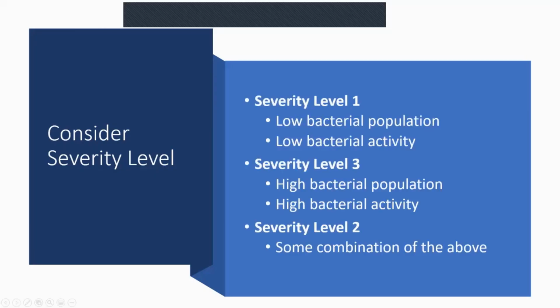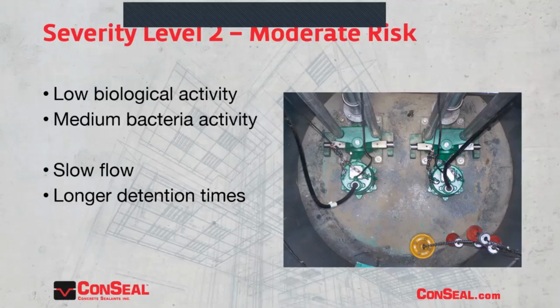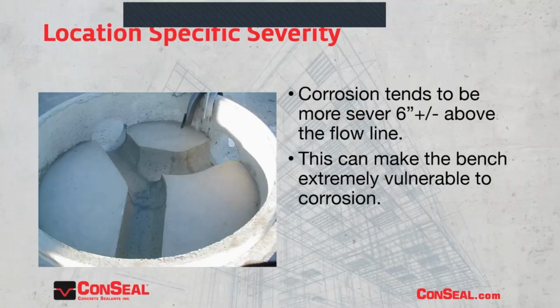And then we've got severity level 2, which is some combination of the above. These have slow flows, but they have longer detention times as well. But they don't have the severe rates of corrosion possible that you would have with severity level 3 environments.